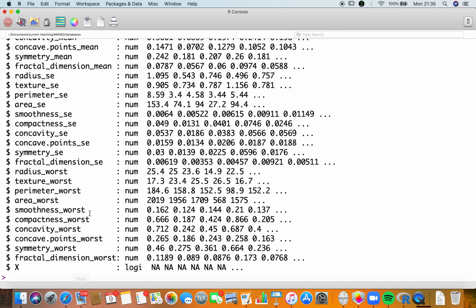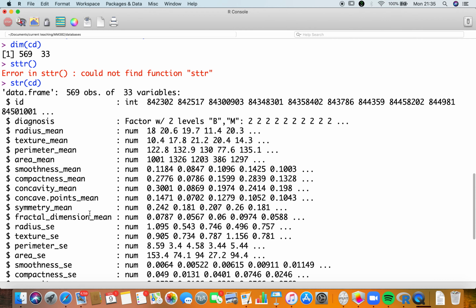To see what's in there, the structure command is very, very useful. Okay, so the dim is the first one I use just to get the idea of what's in there. Then I use the structure command on the database, and I see what I get here is a data frame.